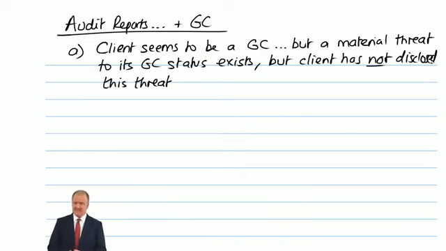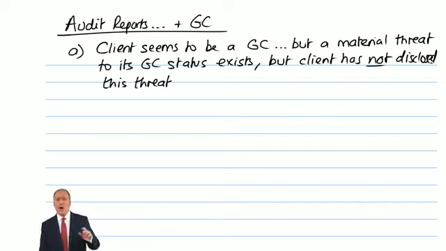Well, let's think it through. Let's go for modified opinions. Have we collected enough evidence? Well, if we think the client's a going concern, we can only think that if we've got the evidence collected, so I presume we have. Are the accounts wrong? Yes, because they should have disclosed this.